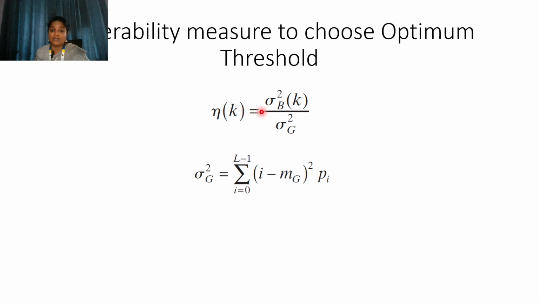Beta of k is equal to sigma b square of k divided by sigma g square. So sigma b square is the between class variance and sigma g square is the global variance. Global variance means we are going to consider all the pixels in the image, while sigma b square of k is going to consist of only those pixels up to the kth intensity level. So the formula for calculating the global variance is sigma g square equal to summation i equal to 0 to L minus 1 of (i minus mg) the whole square into pi. This is a dimensionless measure.